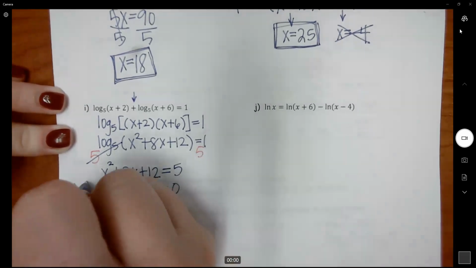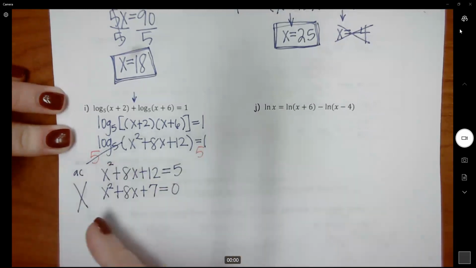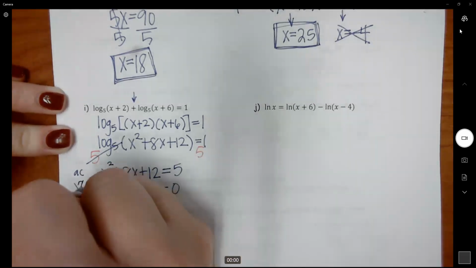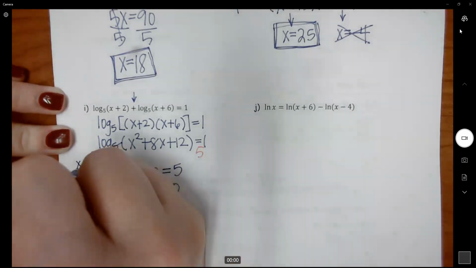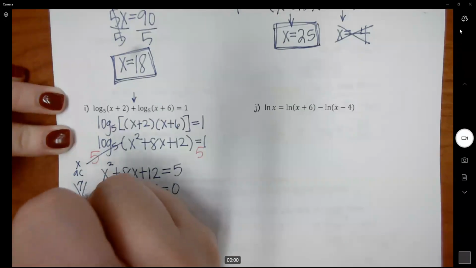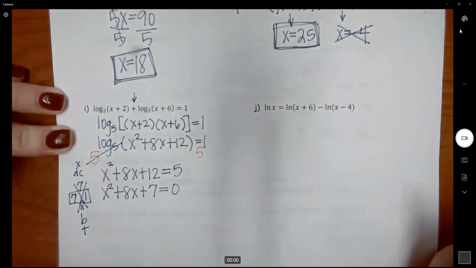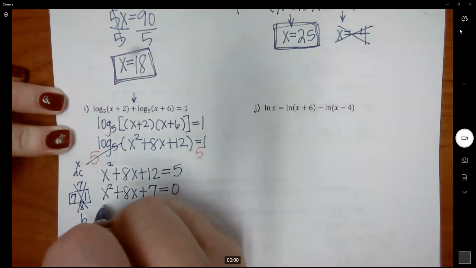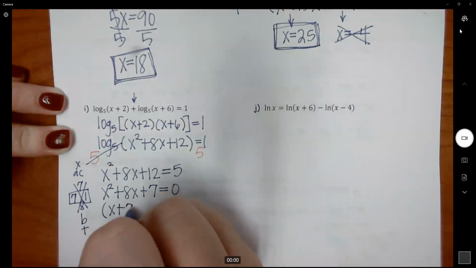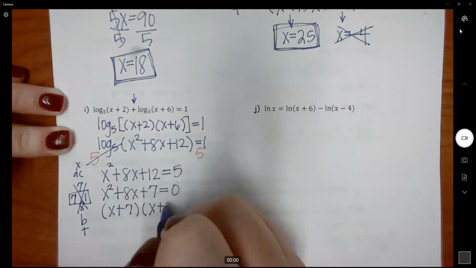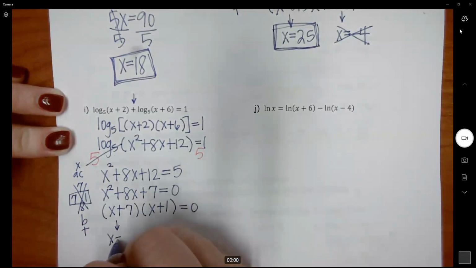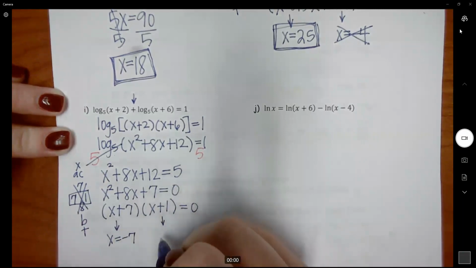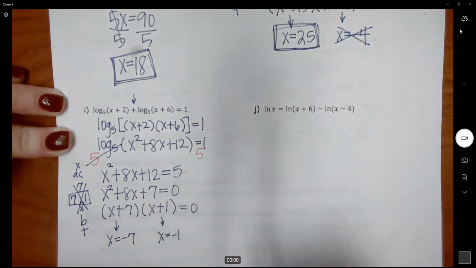So let's factor. My a times c is 1 times 7. My b term is this 8. What adds up to 8 but multiplies to 7? And that is 7 and 1. This is an easy trinomial. So this is x plus 7, x plus 1. When I set this equal to 0, I get x equals negative 7. When I set this equal to 0, I get x equals negative 1.